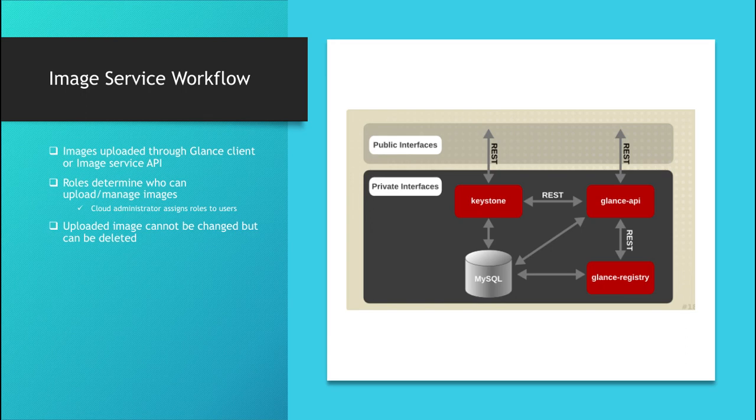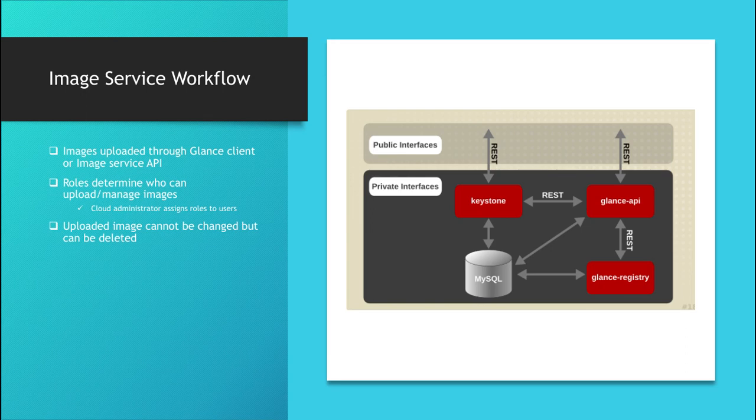So as you can see, the public interface is there that connects via REST API, and then inside your private interface you have the Keystone service running, which authenticates the user and also checks the permissions to determine the role for that user, so that it can decide whether that user can upload any image or modify any images. It also connects with your Glance API via REST API, so that it can retrieve or access the images.